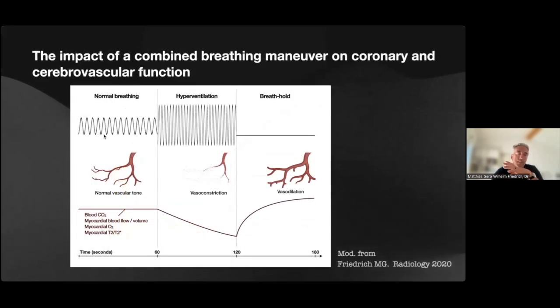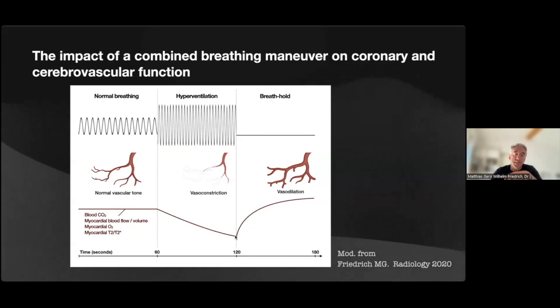We ask people to breathe normally, assuming that this is reflecting their normal vascular tone. Then we ask them to hyperventilate for 60 seconds, which leads to vasoconstriction because the blood CO2 drops. With that, the myocardial blood flow and volume drops, and the myocardial oxygenation drops. And with that, because of the BOLD effect, the oxygenation-sensitive images show a lower signal intensity. So this is, in healthy people, a vasoconstriction. And then the opposite happens: it reverses the vasoconstriction if they hold their breath, and there is even an overshoot.